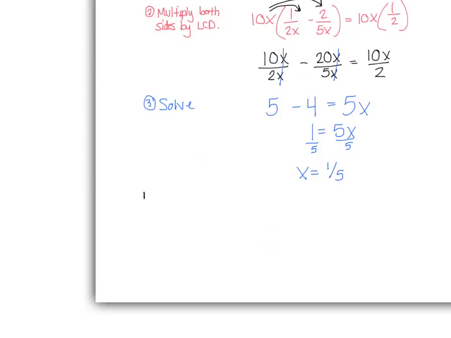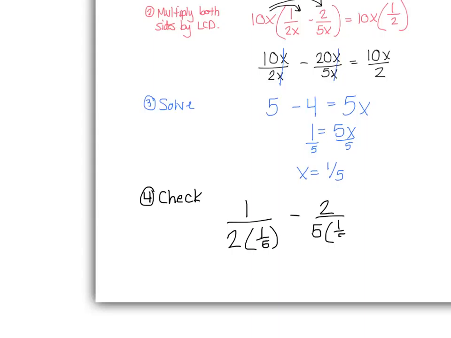All right, last step is to check your solution. We only have one to check, so that's kind of nice. So we'll just plug it in the original. 1 over 2 times 1 over 5, minus 2 over 5 times 1 over 5 equals 1 over 2. Because that's what we got for x. So we took our answer for x and plugged it in for each of the x's in the original equation.